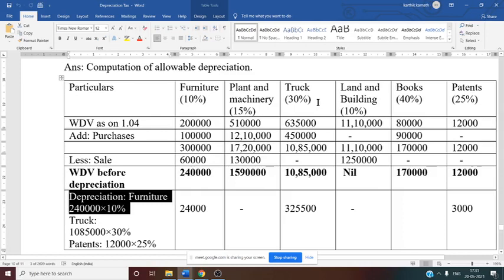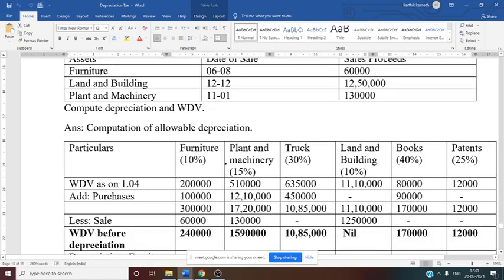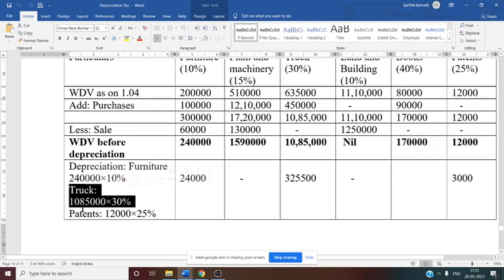Similarly, for truck also we know truck is also more than 180 days. So all the items for truck, balance, beginning and purchases, you can say it is more than 180 days. That is why directly you can calculate truck also. That is 10 lakh 85,000 into 30%. See this? 10 lakh 85,000 into 30%. If you do, you will get 3 lakh 25,500.